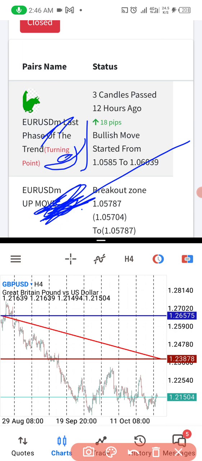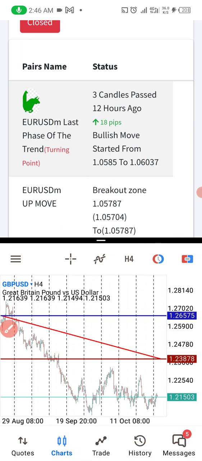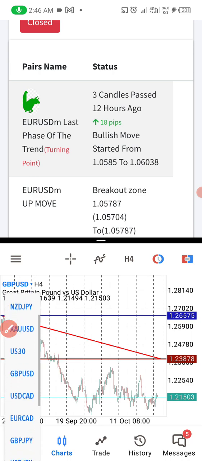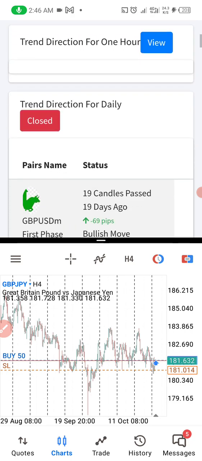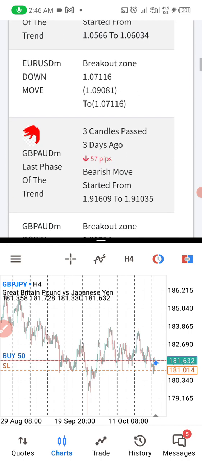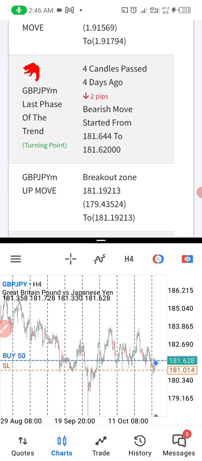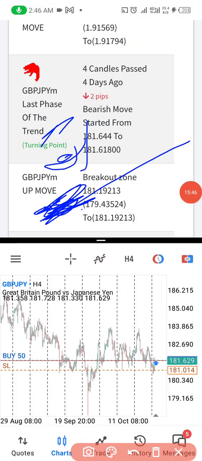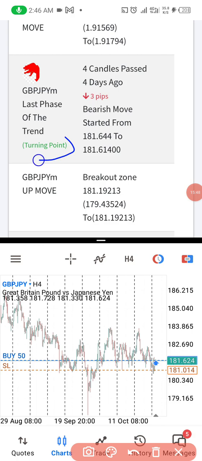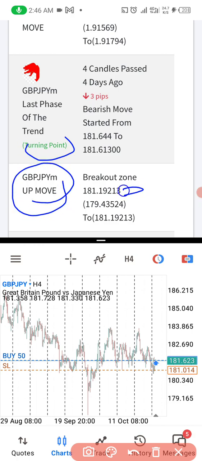Simple and straightforward. So this is my GBP JPY that I took. I took a buy on it because my daily is telling me that there is a turning point. Look at it, there is a turning point. It's pretty simple. There's a turning point, and this is the turning point. And I have broken this, my breakout zone. That is why I entered this market.